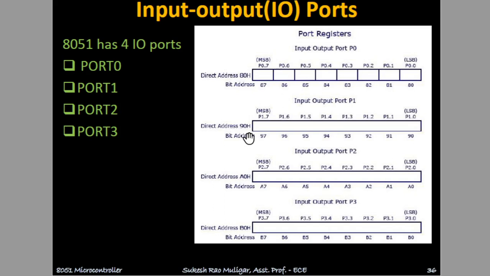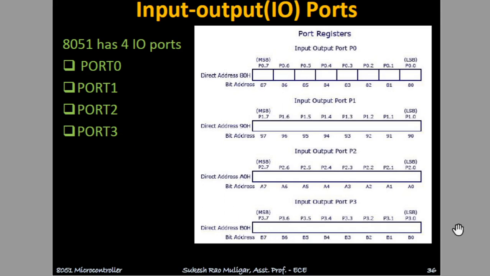If you want to make all the bits of port 1 high, then you're supposed to load 90H with #FF. If you load that, then all these lines become 1. But if you're interested in toggling a particular bit, then you have to access it with the bit address, like 90, 91. Similarly, port 2 is A0H, and finally, port 3 is B0H.